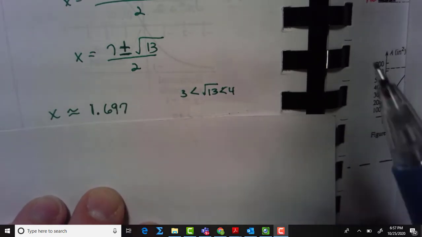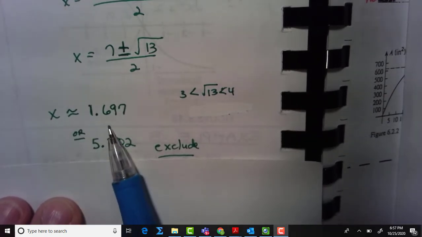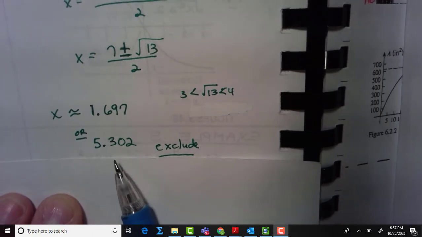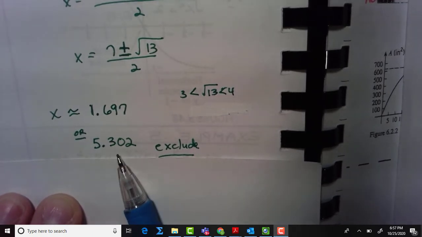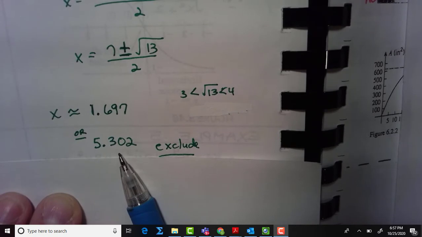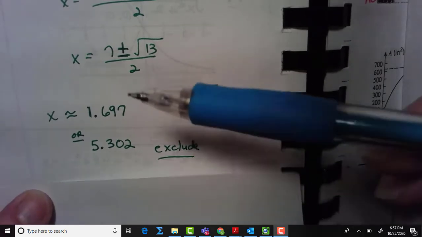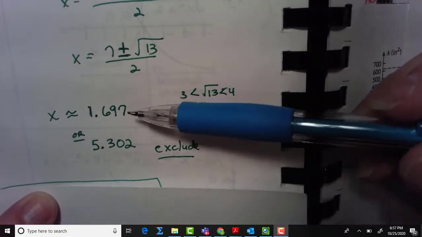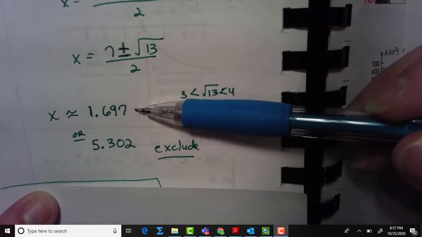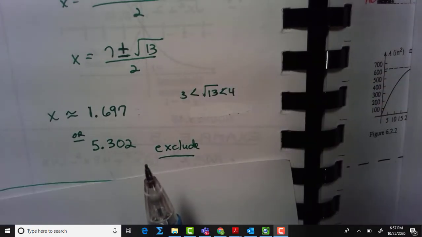Well, the calculator tells us that we have two answers, 1.697 or 5.302, which we have to exclude because our domain is from 0 to 4.5 inches. So what this tells us is the most we should cut off for the greatest volume is about 1.697 inches.